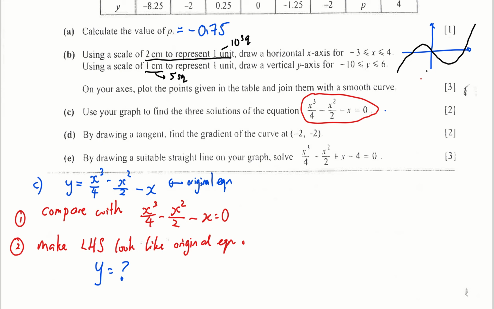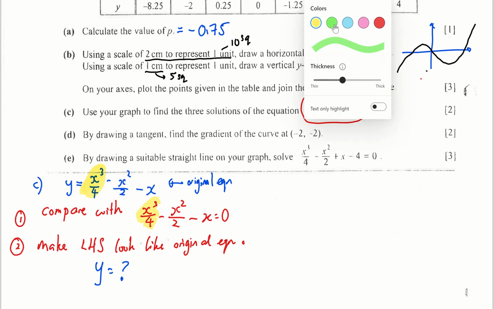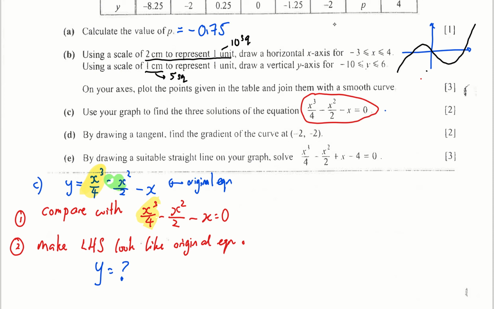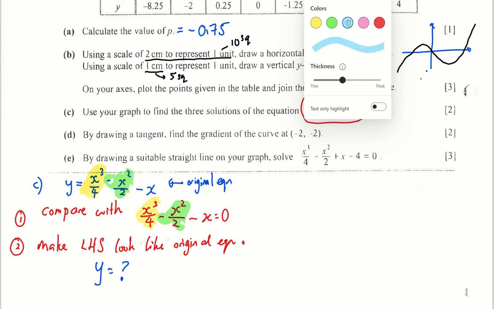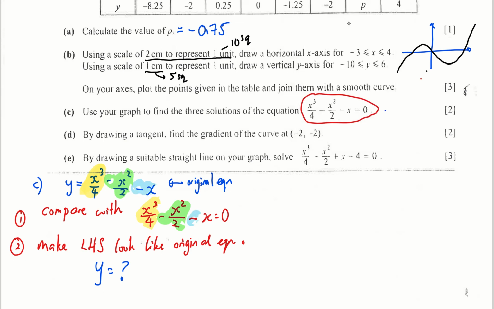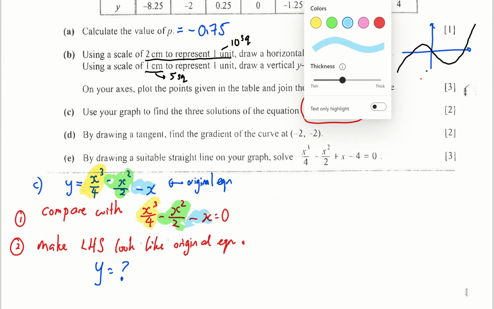So let's do a very quick compare. You do see that I have x cubed over 4. I also have minus x squared over 2, so it is the same, right? I also have minus x. Oh, minus x, it's also the same. So actually the entire thing is the same already, so I don't have to do much.